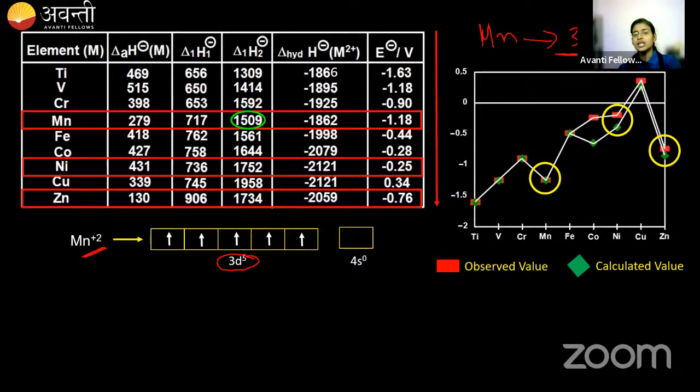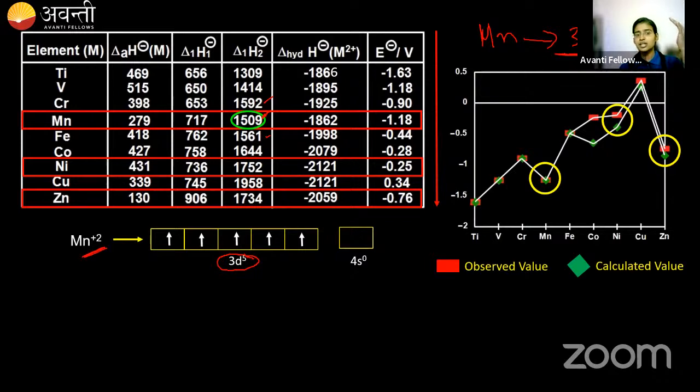So by losing 2 electrons, manganese is becoming more stable. Because of that, it has the least value of ionization energy compared to chromium and iron. You see, chromium has 1592 and manganese has a lesser value than that, but iron has a higher value compared to manganese.